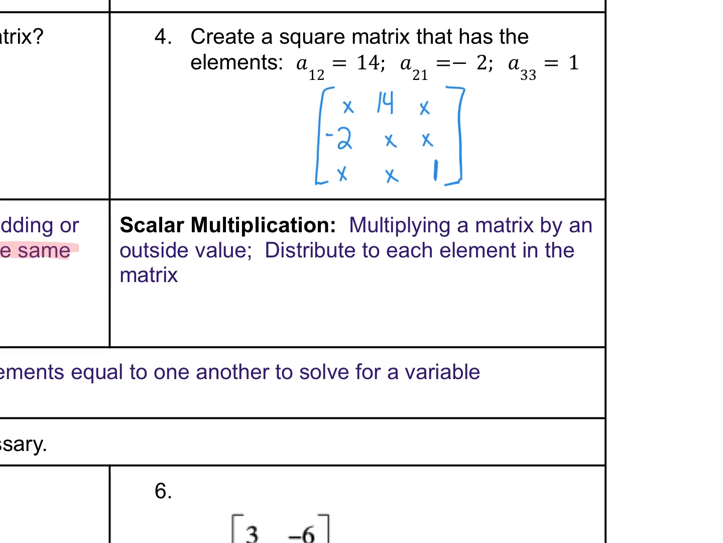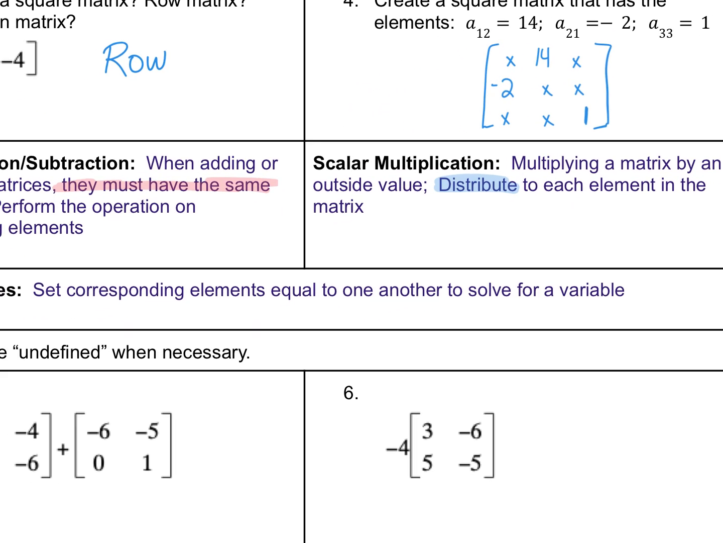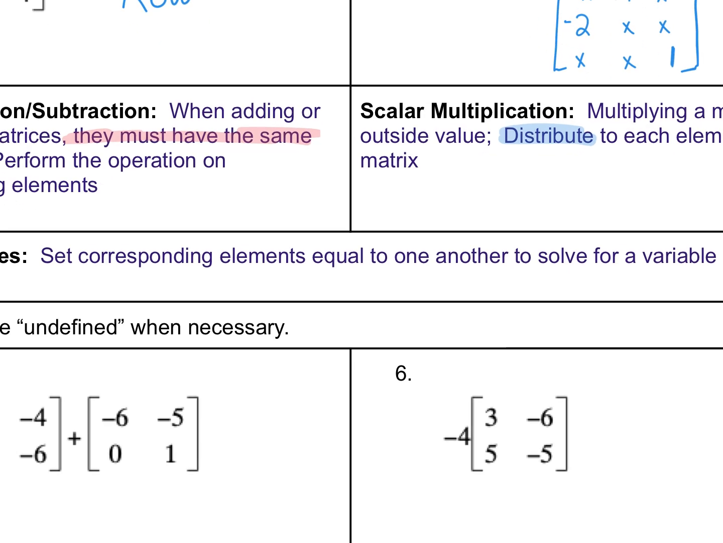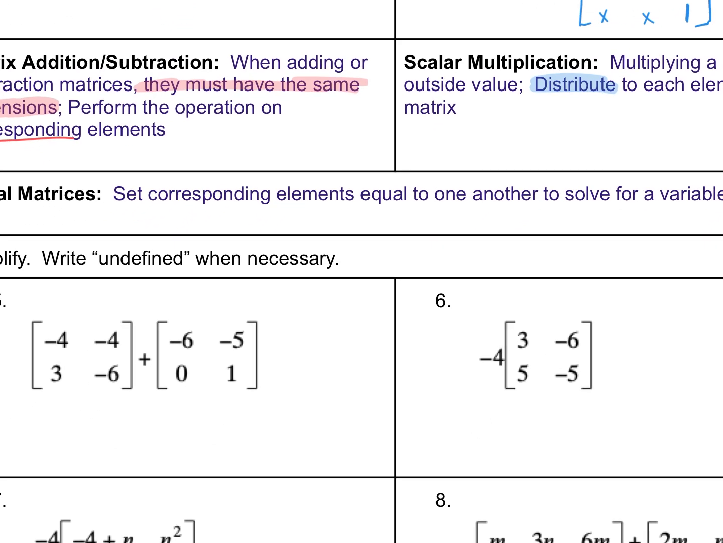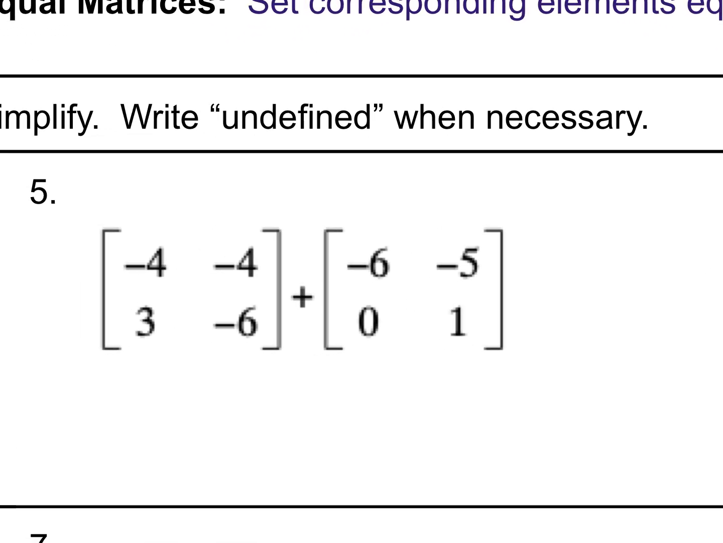Scalar multiplication. This is very, very simple. All it is is distribution. Okay, if I'm multiplying a matrix by an outside value, I'm just distributing to everything inside of it. And then lastly, if I have 2 matrices that I tell you are equal, okay, I can set the corresponding elements equal to each other as well, okay, which should make sense, and we'll see an example of that on the next page.